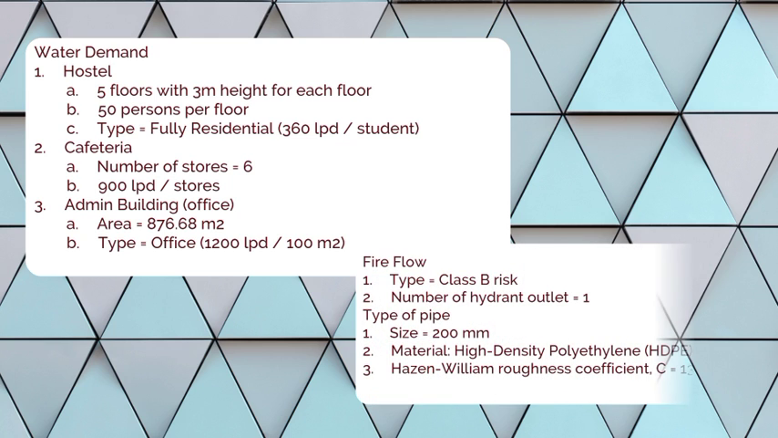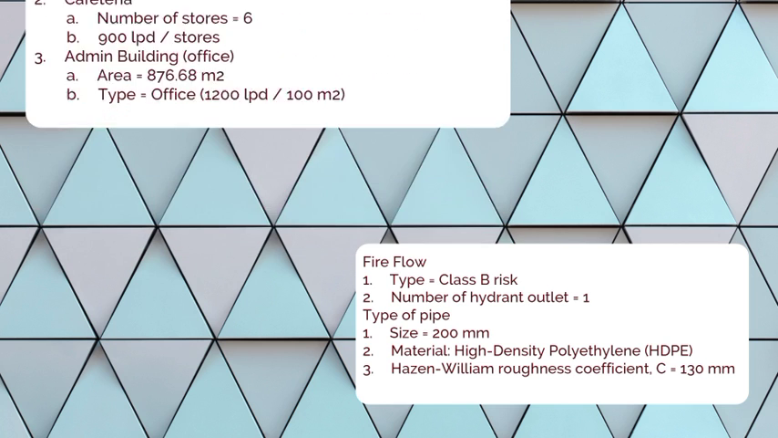For the fire flow, they have type class B risk with the number of hydrant outlets being 1, and we use a pipe size of 200 mm with the material high density polyethylene with a roughness coefficient of 130.